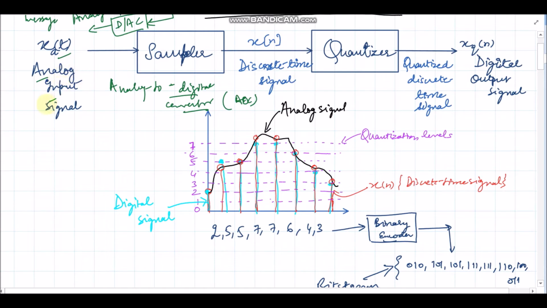What do we mean by analog signal? An analog signal, as we have already discussed in the previous video, has a continuum of amplitude as well as a continuum of time. It is continuous in time as well as amplitude. So this is an analog signal. We sample the analog signal to convert it into a discrete time signal. Discrete time signal means the signal exists only at discrete intervals of time. So these instants of time are denoted by n and the signal is denoted by x(n).